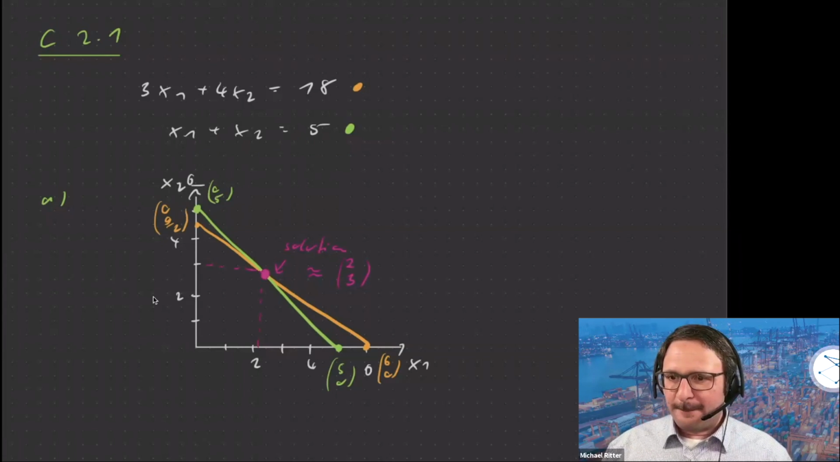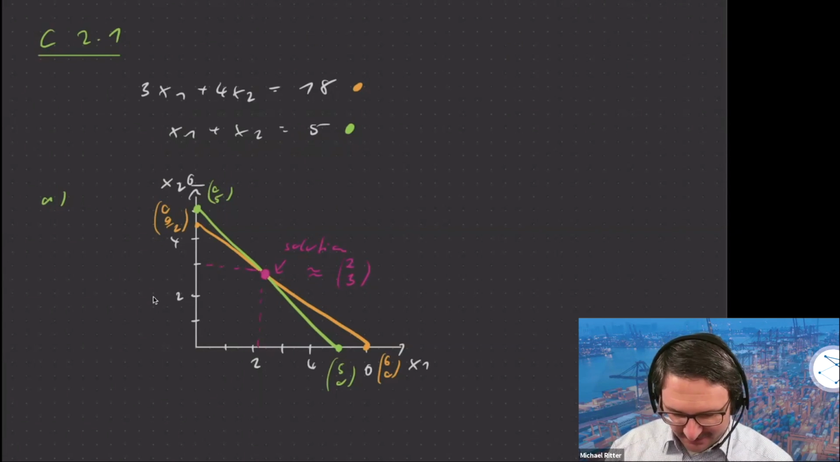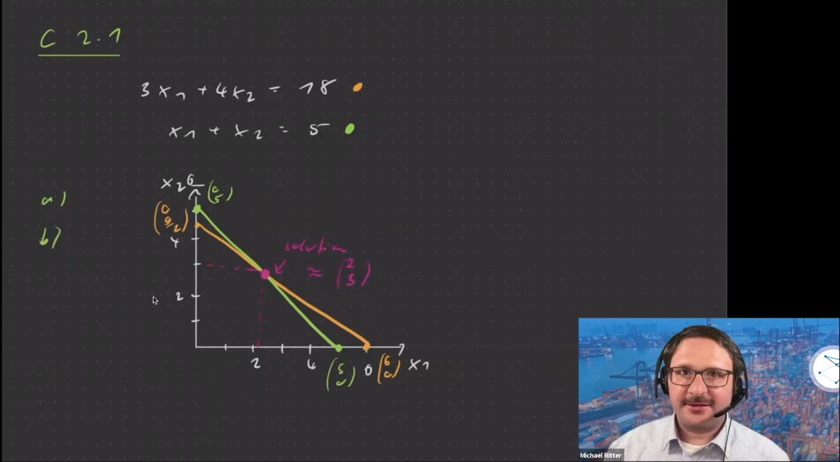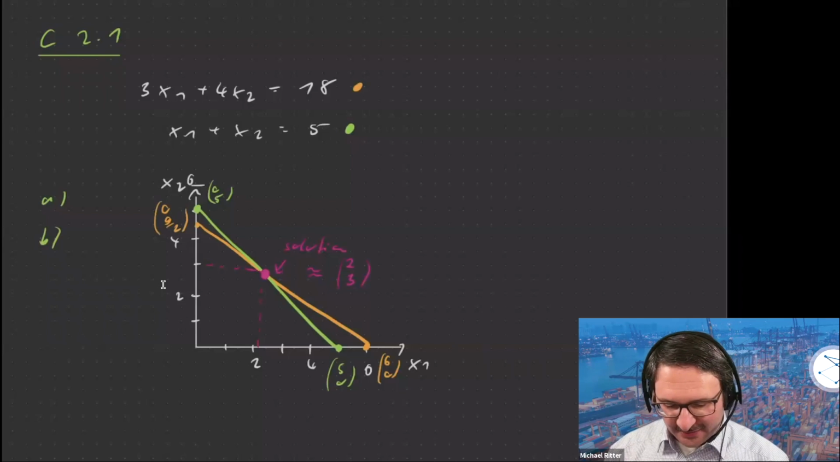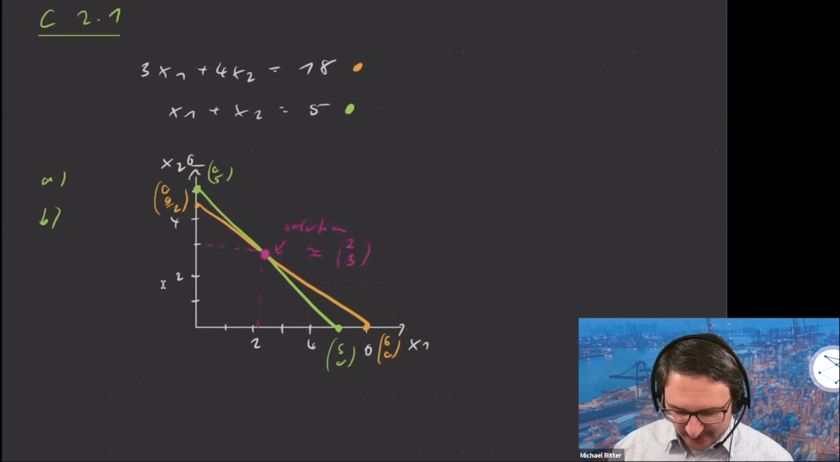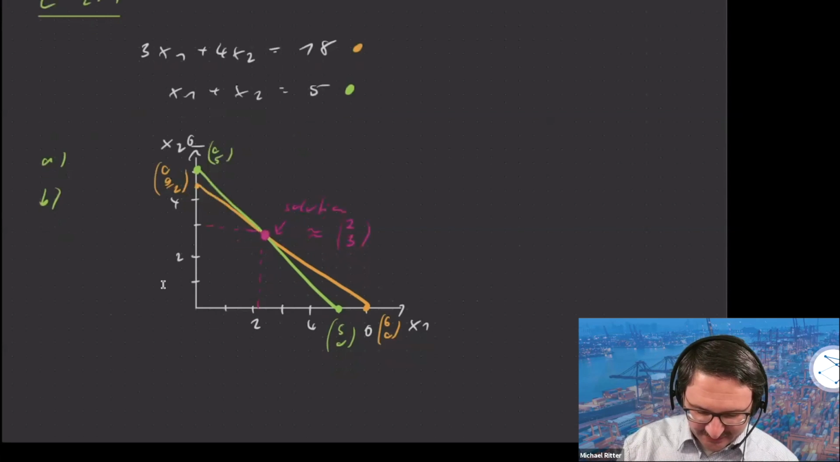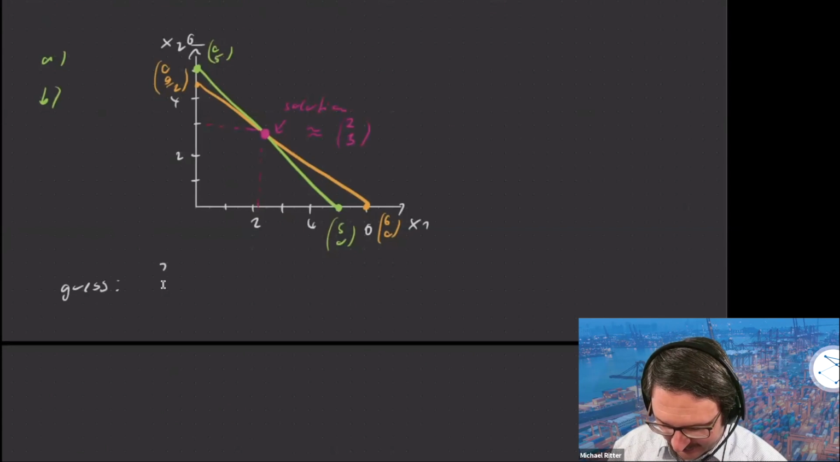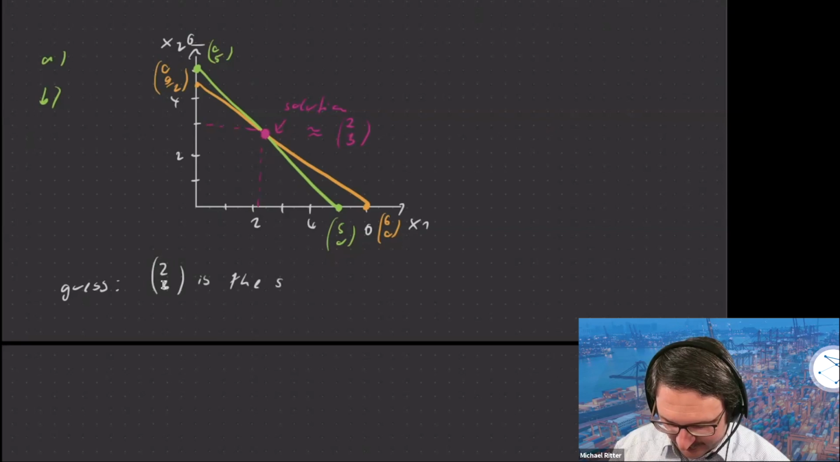Okay, that was B actually. So we already did B, where we are asked to guess that solution, and then verify that our guess is correct. And let's do that as well before I'm taking the first questions. So we want to verify that 2, 3 is actually the solution. Our guess is 2, 3 is the solution. And let's verify that.